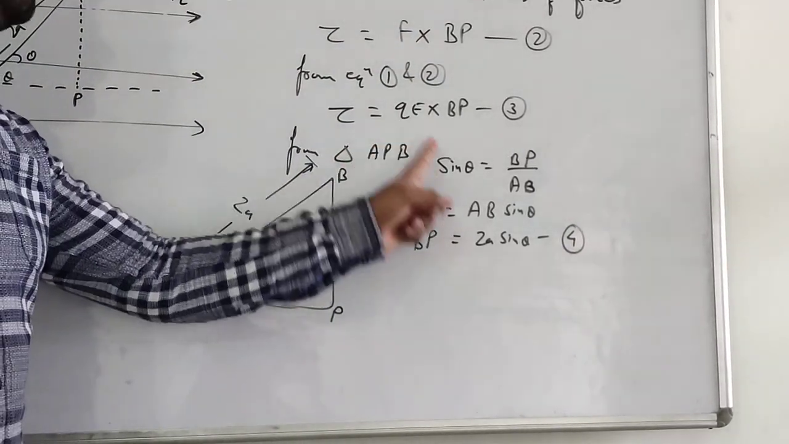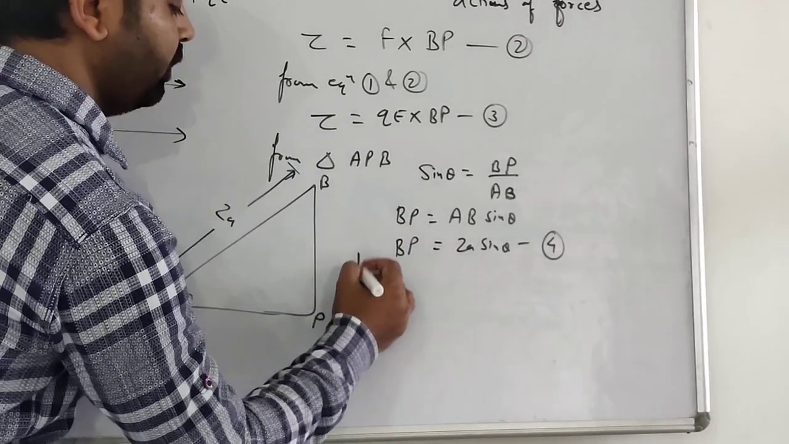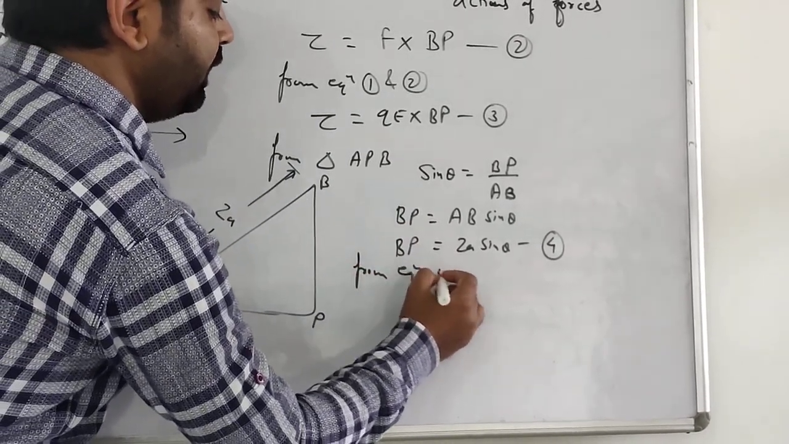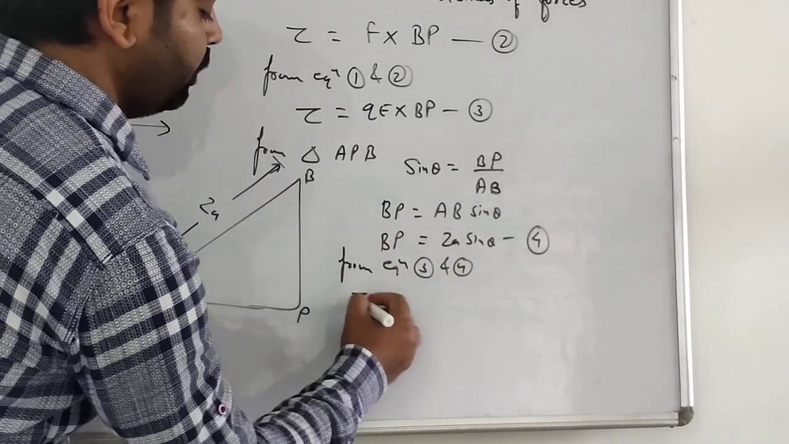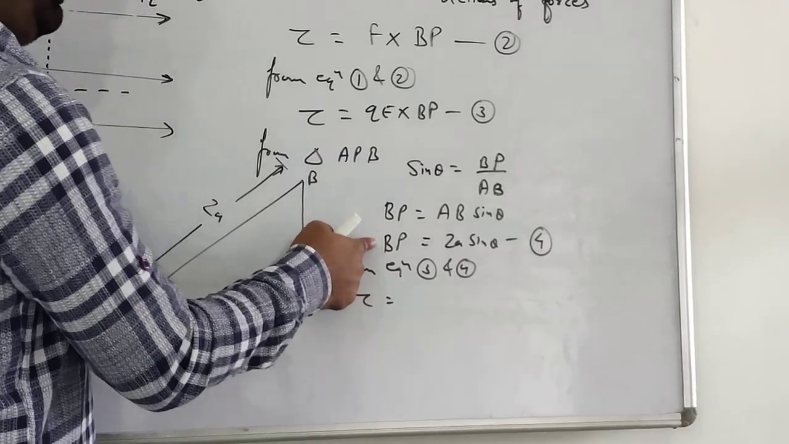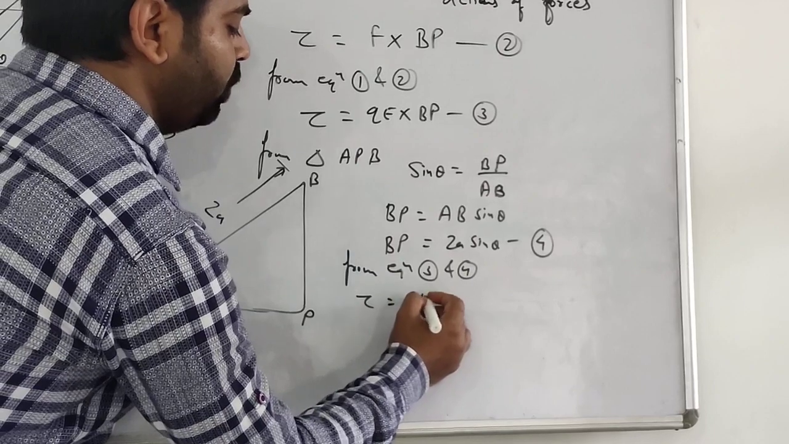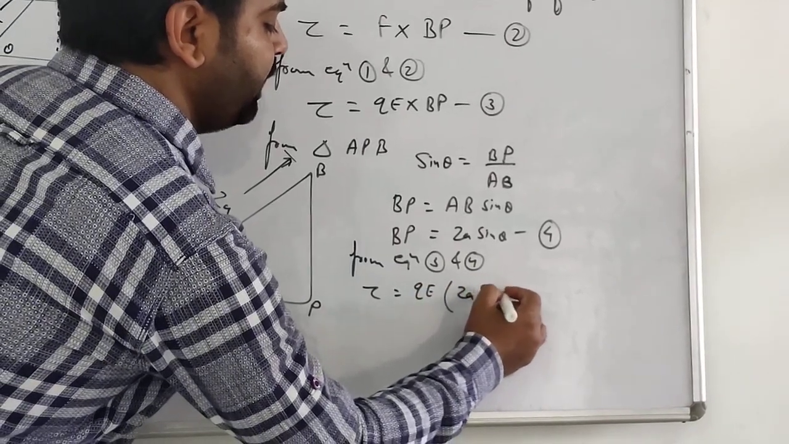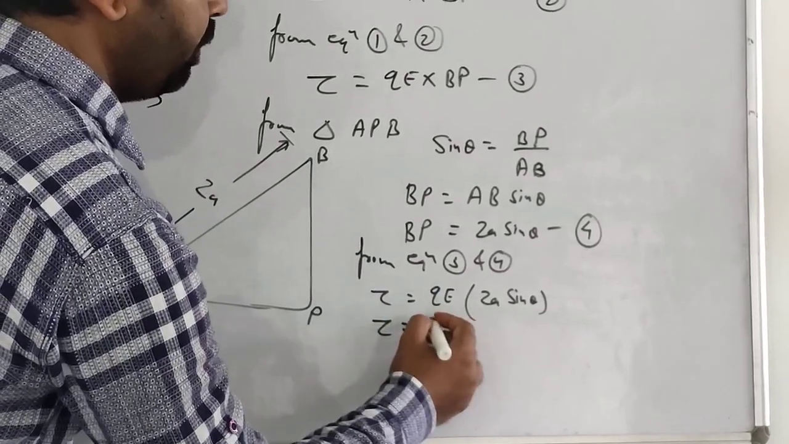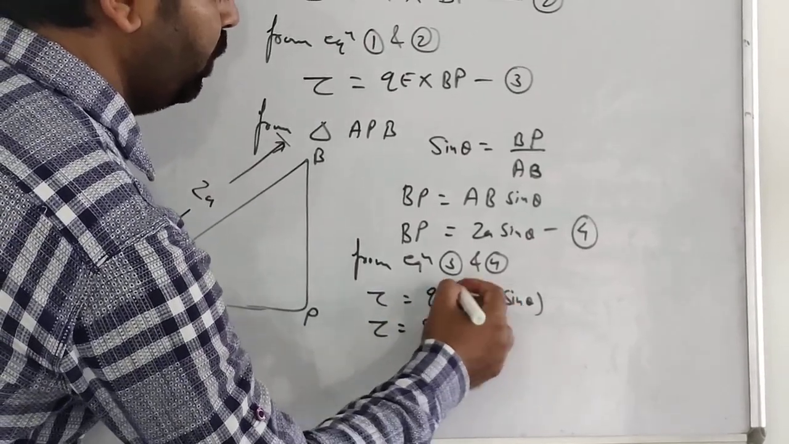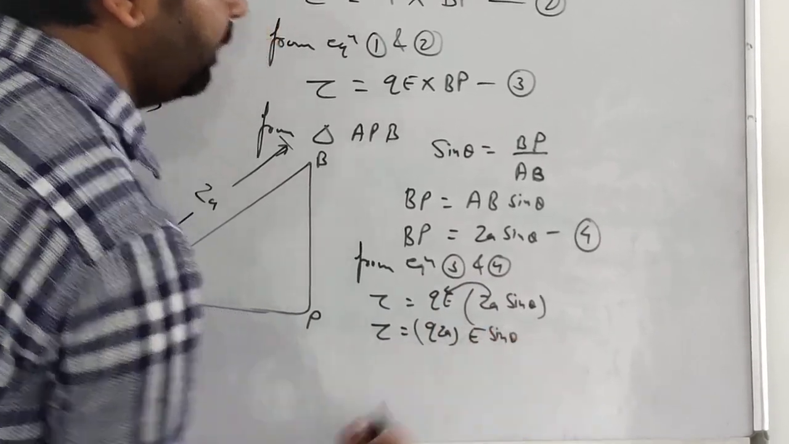Now from equation 3rd and 4th, replace the value of BP from equation 4 into equation 3rd. Tau is equal to QE multiplied by 2a sin theta. After rearranging the formula, we obtain tau is equal to Q into 2a multiplied by E sin theta.